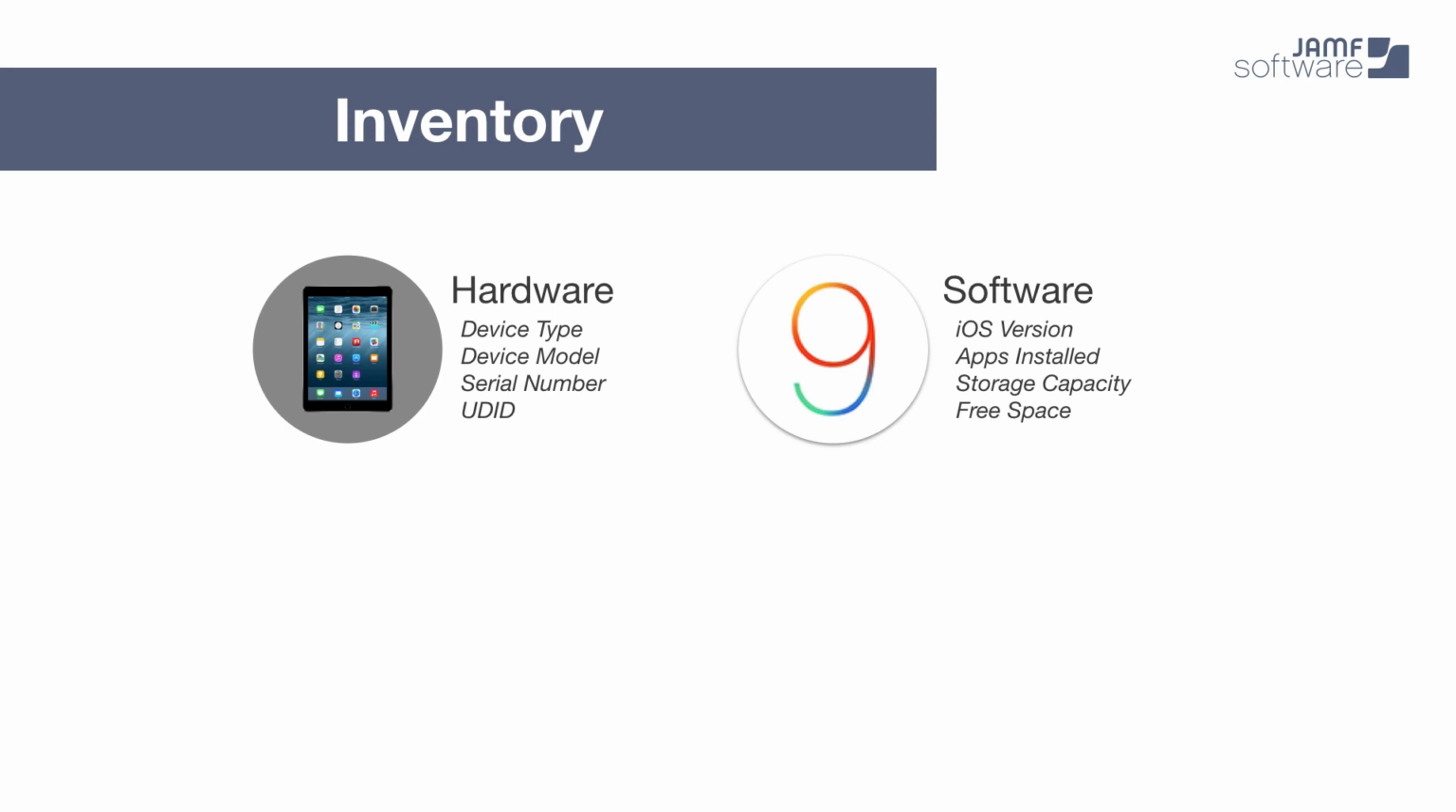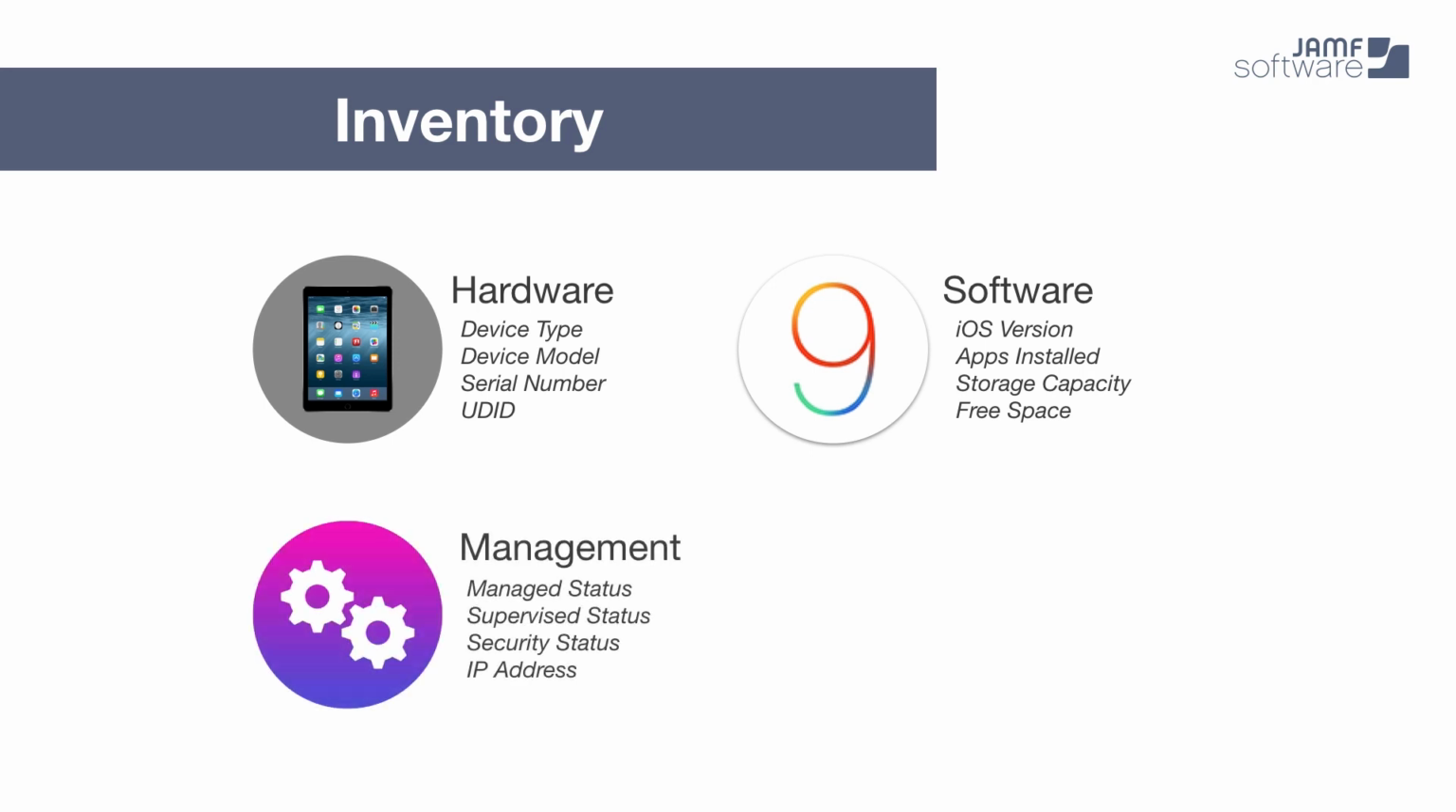It also collects information about software, so you can know what version of iOS that these devices are running. A new version just came out, 9.2.1, that fixes a few bugs, and it'd be good to know what version of OS that all of your devices are running. It'll show you what apps are installed, even the free space and the storage capacity of these devices.